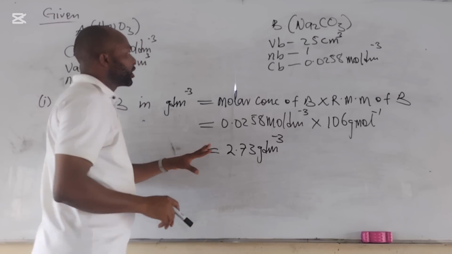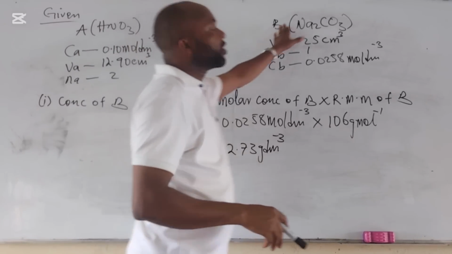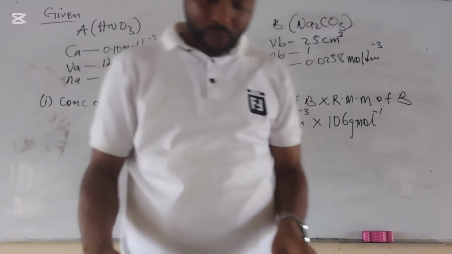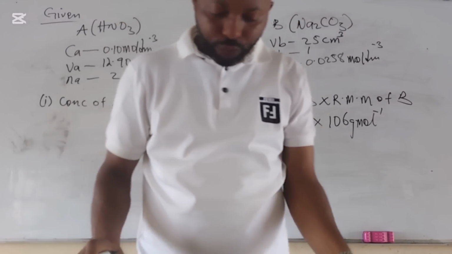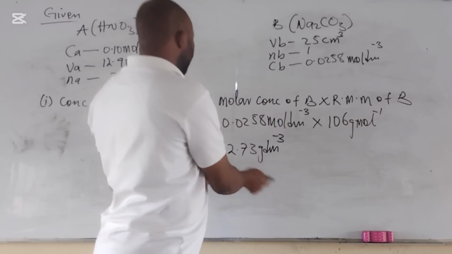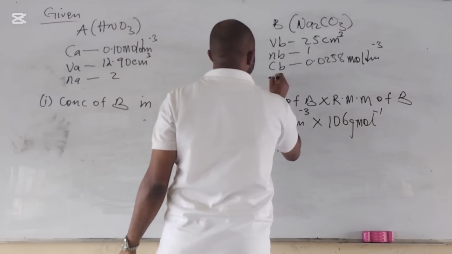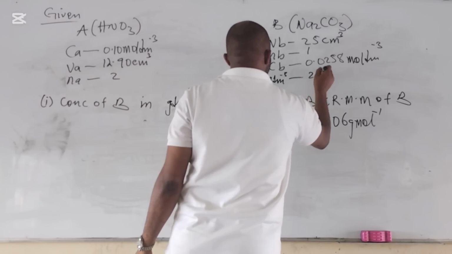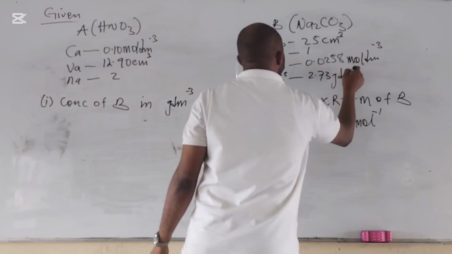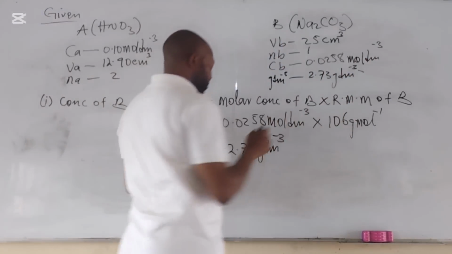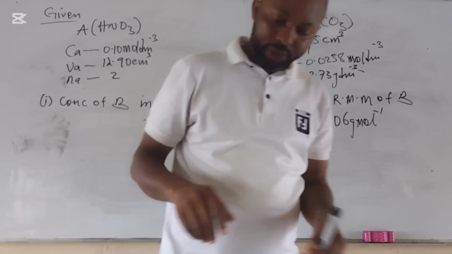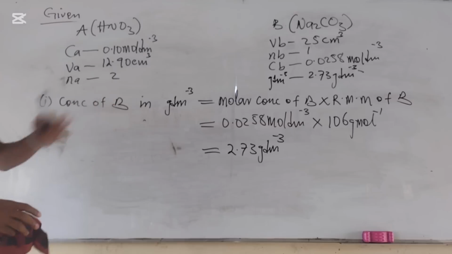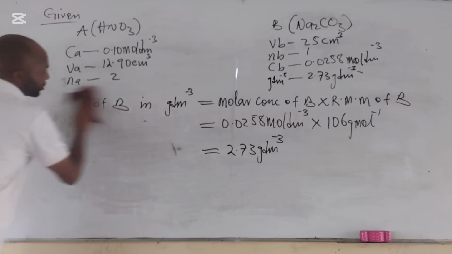So this is for the anhydrous. They've not asked us for the hydrated here. We'll see where that is going to come. So we've gotten that, and I can easily put it here. The concentration is 2.73 g per dm cube. Now, next question. Permit me to take this out.